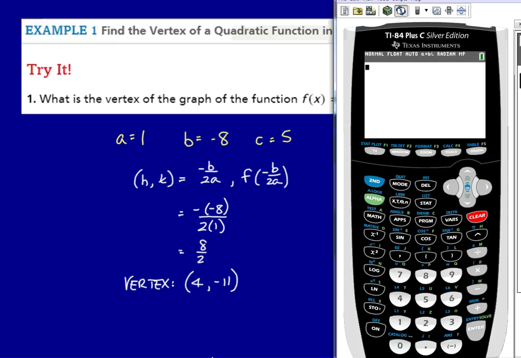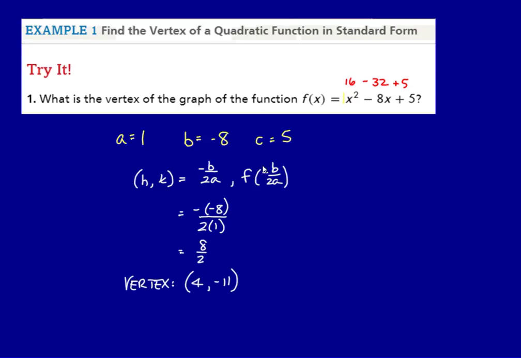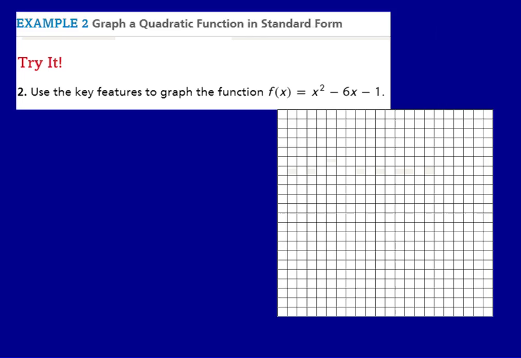And of course, you can always check that by using your calculator and typing it in. We said it would be 4 squared minus 8 times 4 plus 5, and you get negative 11. There it is, 4, negative 11. Plug in a 4, you get a negative 11. That's your vertex. That's how you find the x and y coordinate of your vertex. Negative b over 2a, then plug that number in. It's that simple.